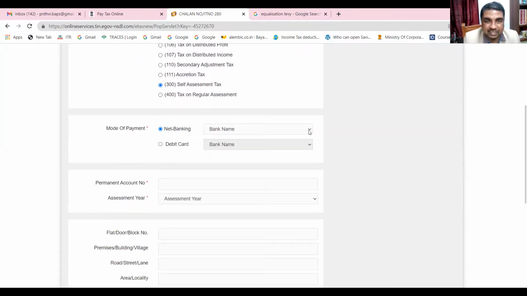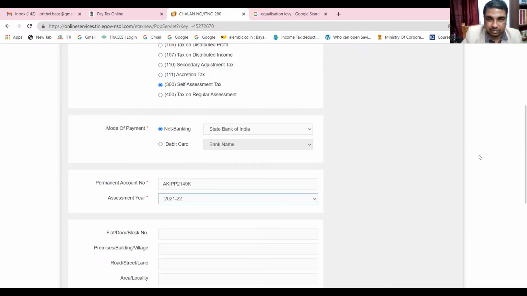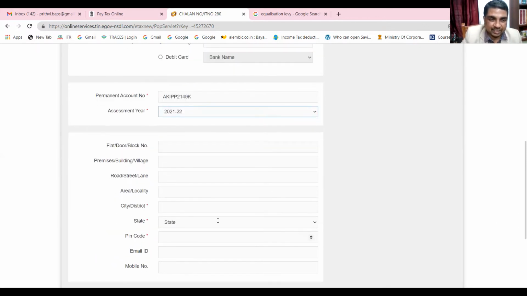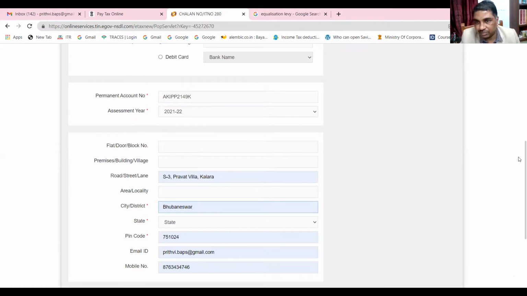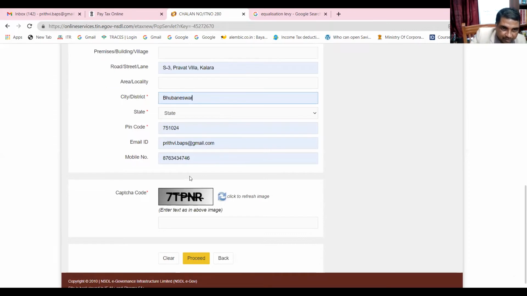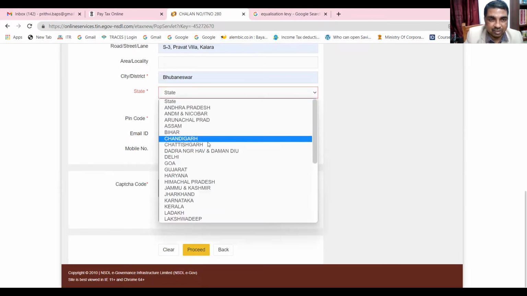You can pay through bank, directly select a bank, any bank you can select. Then write your permanent account number. You select the assessment year here. You can write your address, etc. You can fill up all these things. Then you need to write this CAPTCHA code. Let me proceed. Here I forgot one thing, state. State you have to select.